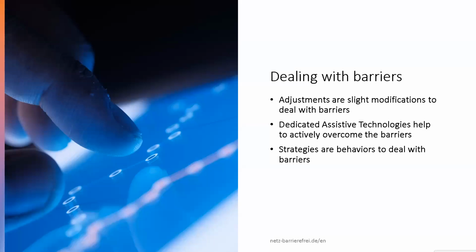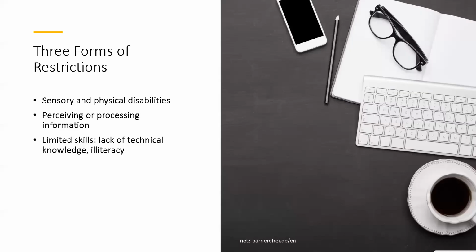And one important thing is also that you develop strategies to cope with barriers which you see in the web. For example, if you use headings for navigating through a page, this is a strategy, and that is very important when you are, for example, blind or motor disabled.